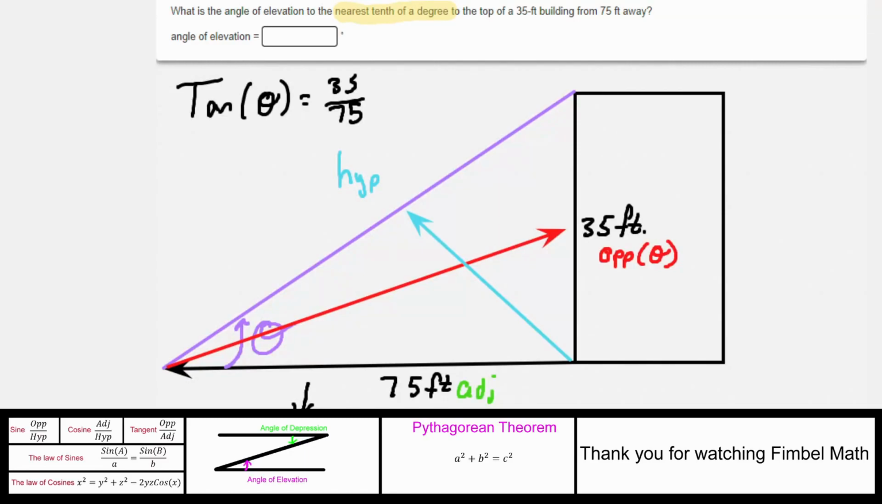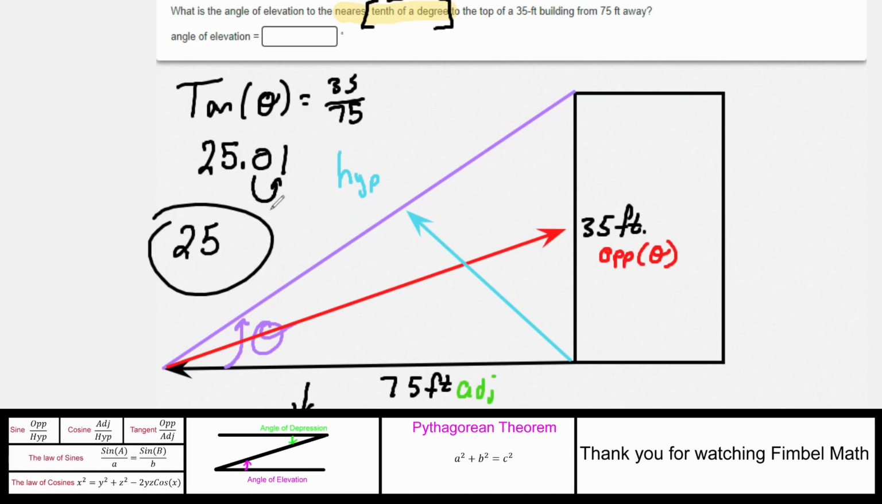35 divided by 75 is 0.46 repeating. Don't change anything in your calculator. Don't round this. Leave exactly that. And then you're going to hit second tangent to get the angle. And that has a measure of 25.01. Double check what it wants me to round to. Tenth of a degree. So then I look from here to here. This is a 1, so this stays the same. And we have an answer of 25 degrees.